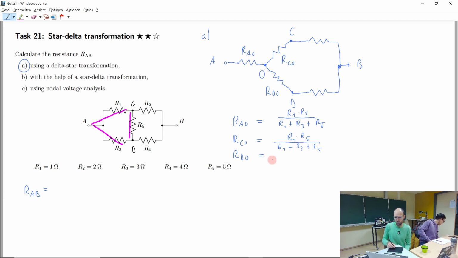And at the last node, and maybe I should have left more space here, but okay, at D we have 3 and 5 connected, and we have the same denominator of R1 plus R3 plus R5. Okay, next step.